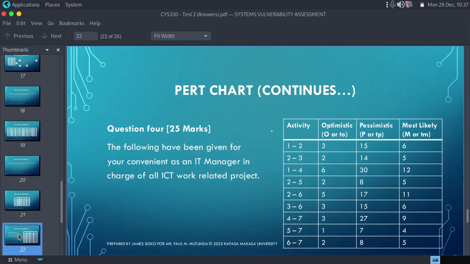Now the next question which I'm going to do is based on the optimistic, pessimistic, and most likely time.